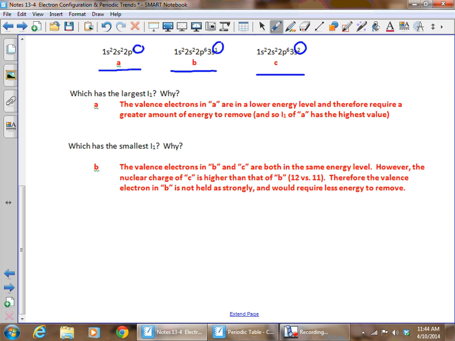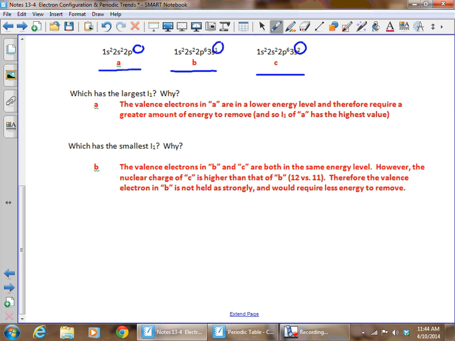Which one is going to have the smallest ionization energy? The smallest ionization energy, we've got both of the valence electrons in B and C are both at the same energy level. Okay? So they're both in the 3s energy level. But that 3s2 electron is slightly higher in energy. It's being attracted slightly more than the one in B because it has a higher nuclear charge than B does.